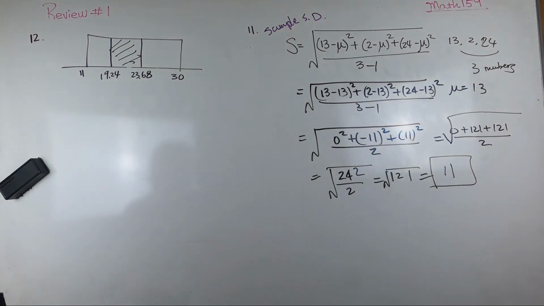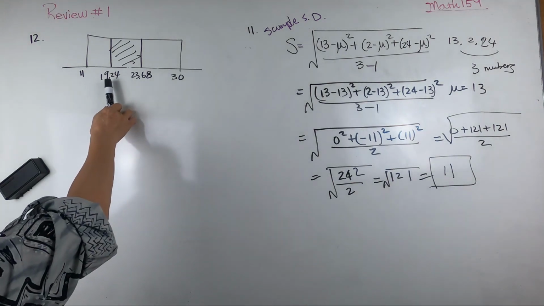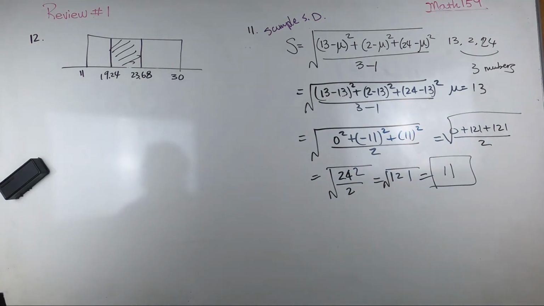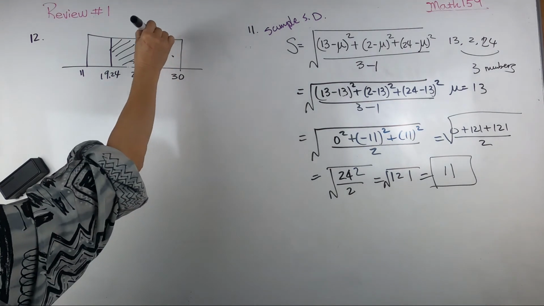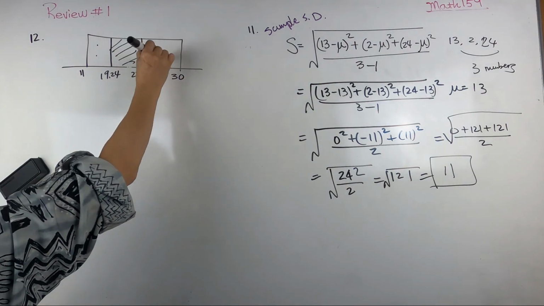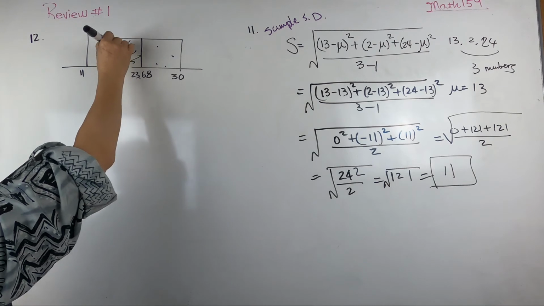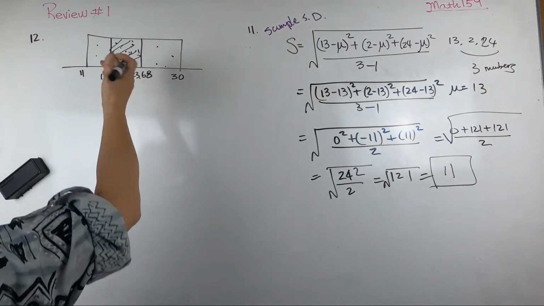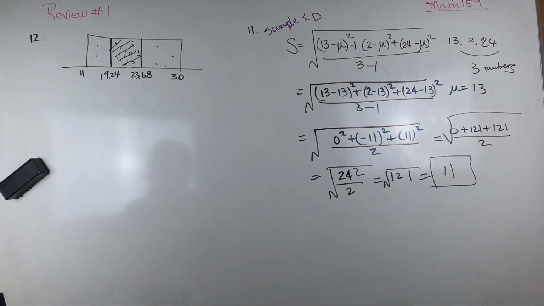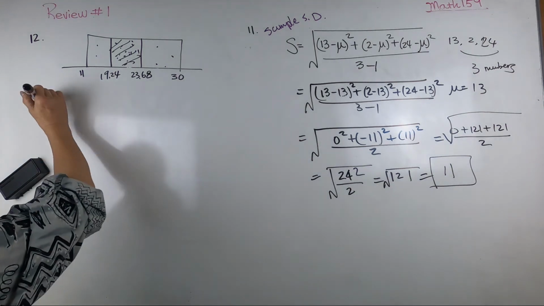So it means, what's the possible chance, the probability, for a mechanic to finish the work between 19.24 and 23.68. He might finish here, he might finish here, he might finish here. But what's the chance to finish here? So that's the portion compared to the whole thing. That's how you do it, right?